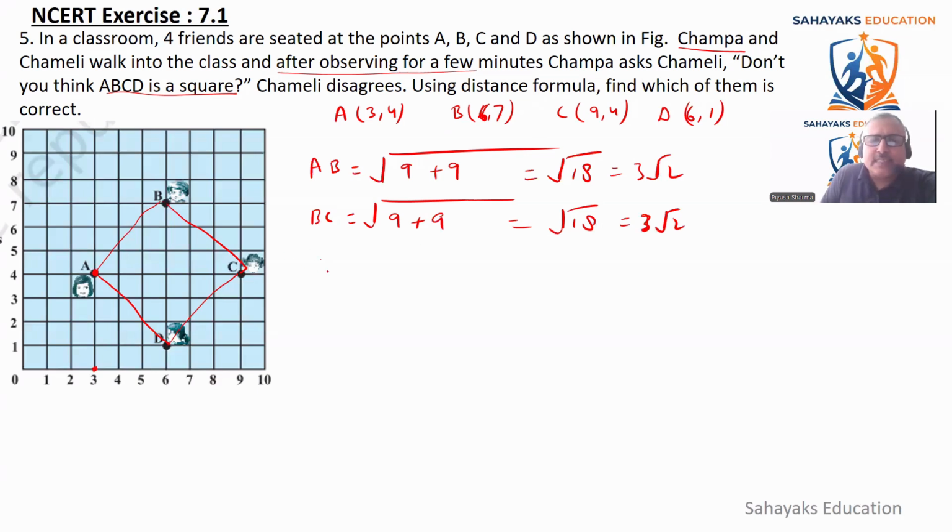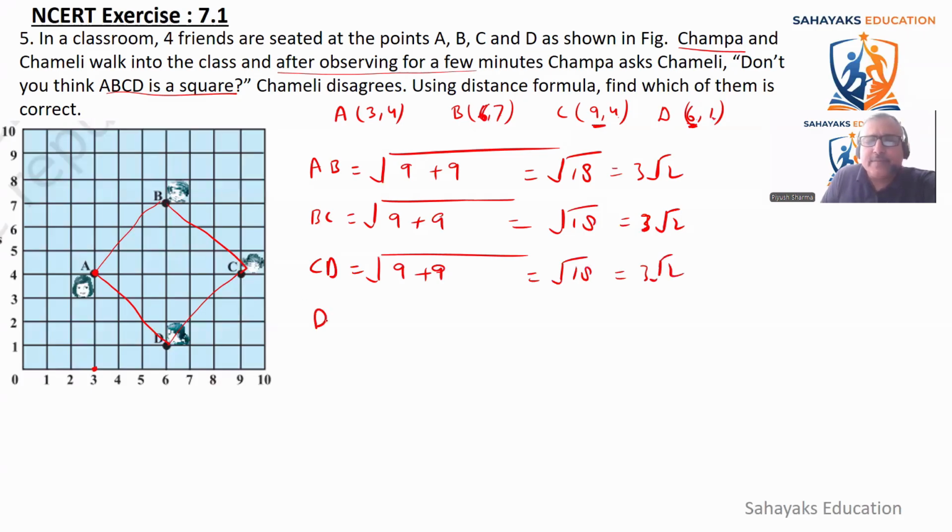Then find out CD, which is equal to square root of (6 minus 9) whole square plus (1 minus 4) whole square. 6 minus 9 is minus 3, minus 3 square is 9. Plus 1 minus 4 is minus 3, minus 3 square is 9. It comes out to be again 3 root 2.